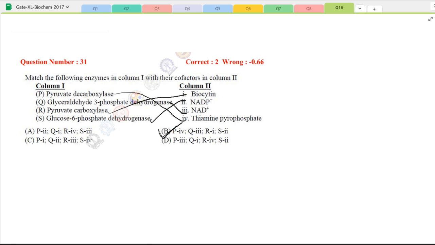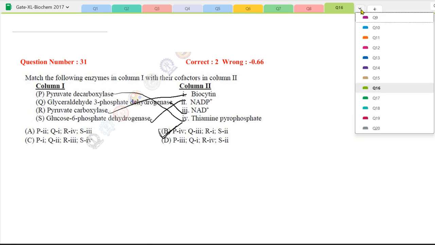So if you read these glycolysis and TCA cycle and even gluconeogenesis and all these pathways, it is important that you also remember the cofactors, because these are some of the questions that I frequently see in especially the GATE Excel biochemistry papers, even when I was attempting my exams. Moving on to the next question.